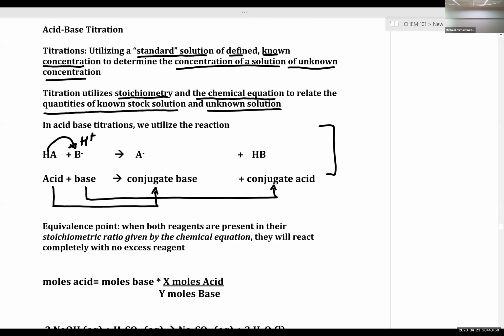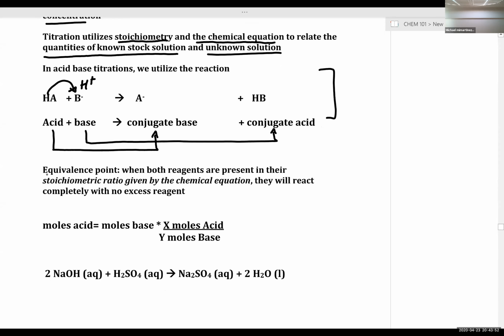Now, we call the equivalence point the point when both reagents are present in their stoichiometric ratio given by the chemical equation. Okay? It's not equal amounts, it's stoichiometric amounts. So for example, the moles of acid equal the moles of base times our stoichiometric ratio.